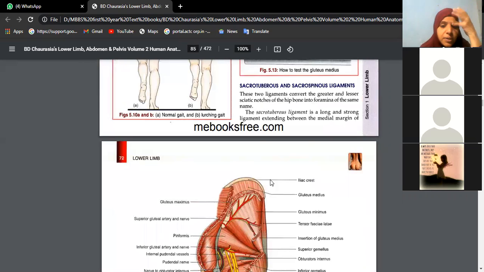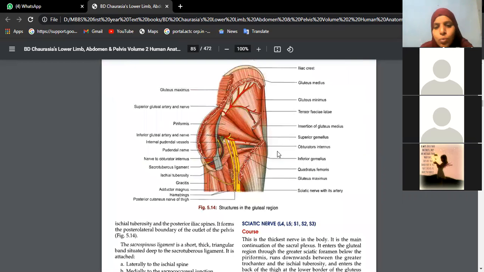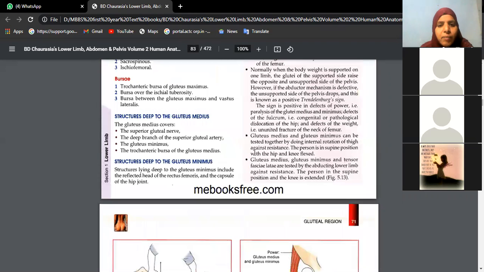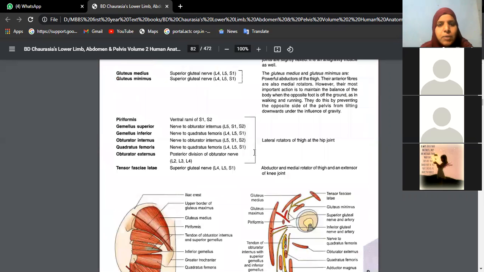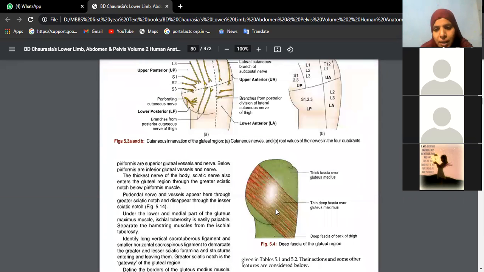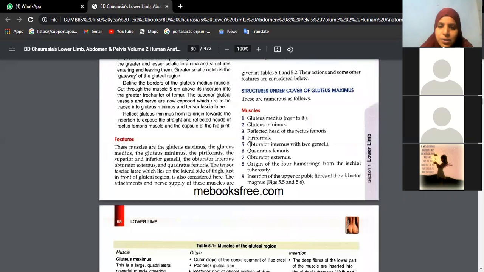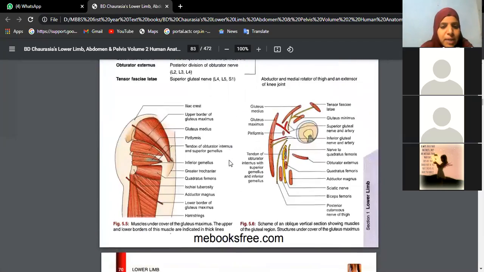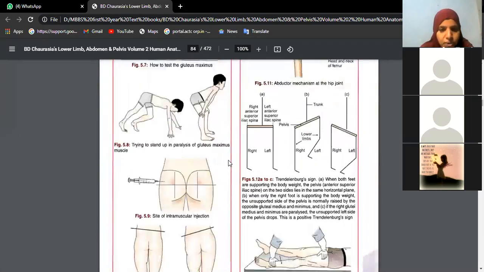See here, this is the gluteal region, and the first muscle you encounter when you do dissection is gluteus maximus. Once you remove gluteus maximus, you will see all these muscles. They come under the structures under the cover of gluteus maximus. So let us see in the form of a diagram to understand better. I'll show you all the muscles.